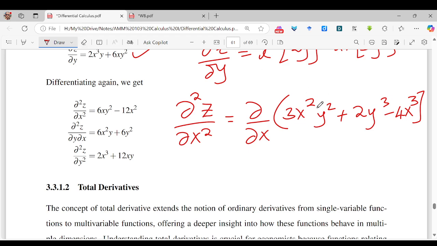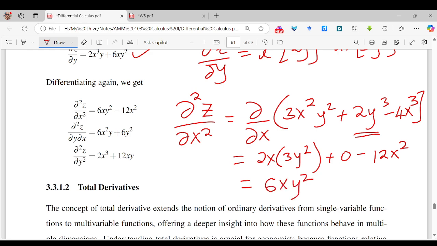When we come to the first term here, we differentiate x squared to get 2x. So that will be 2x times 3y squared. The second term does not contain x, so the derivative is 0. Then the third term we get 12x squared. So in this case, we have 6xy squared minus 12x squared. This is the second order partial derivative, d squared z by dx squared.